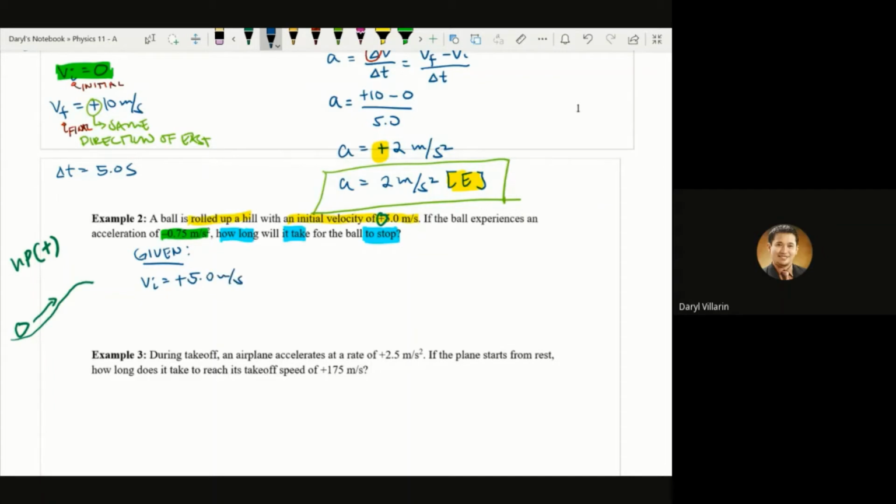5.0 meters per second. Again, the positive sign indicates that it's moving up. Again, I use that convention. And the opposite of that is just going down. And then what do you think is my final velocity here? What do you think is the final velocity? Anyone?